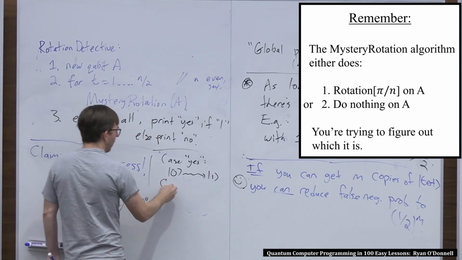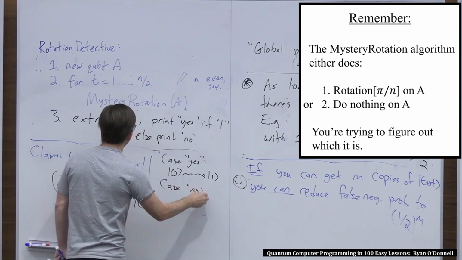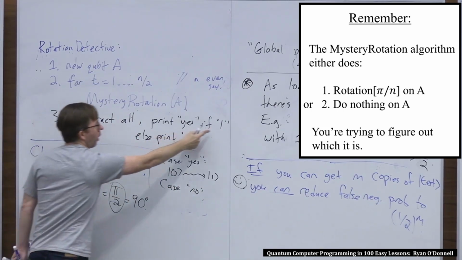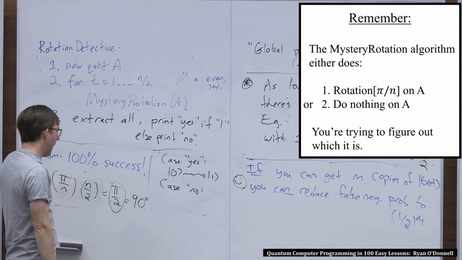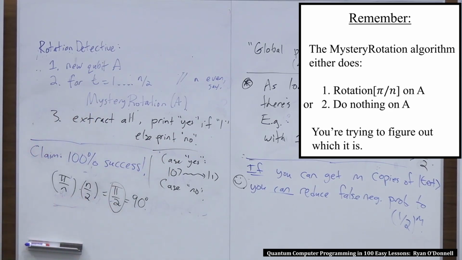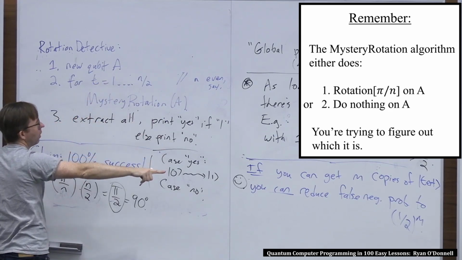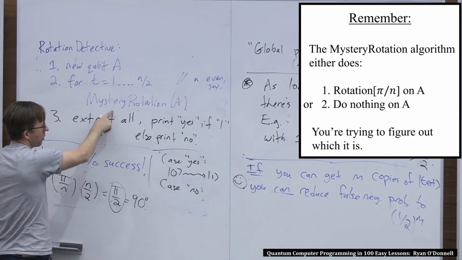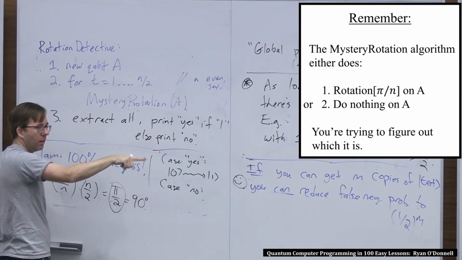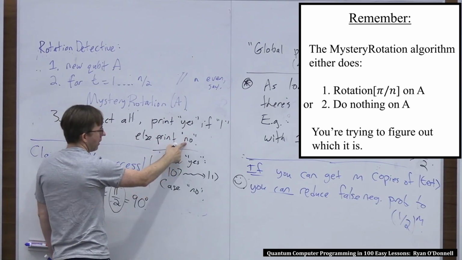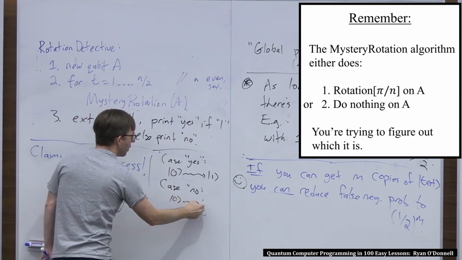And then you extract, and it's ket 1. So 100% of the time you see 1 and you output yes. On the other hand, if it's case no, that's the case where the test generation algorithm, maybe you don't know it, but actually does nothing. So you make a new qubit in state ket 0, and n over 2 times you do this rotation, but nothing happens. It just stays 0 the whole time. You extract, you get 0 100% of the time, and you print no, which is correct.